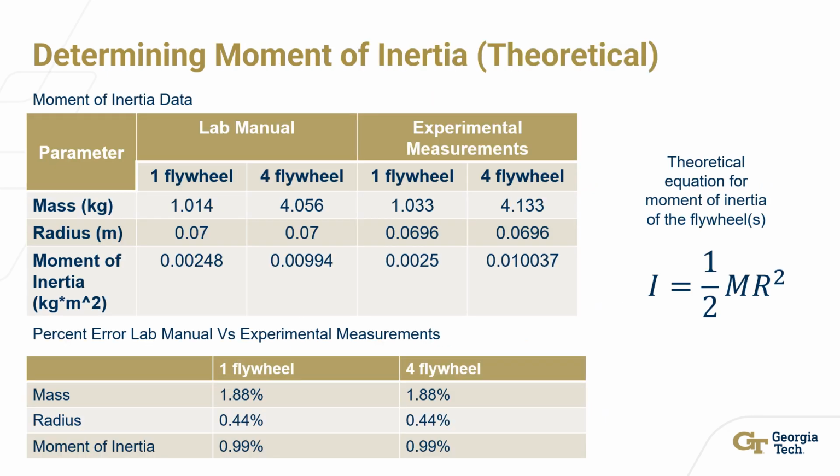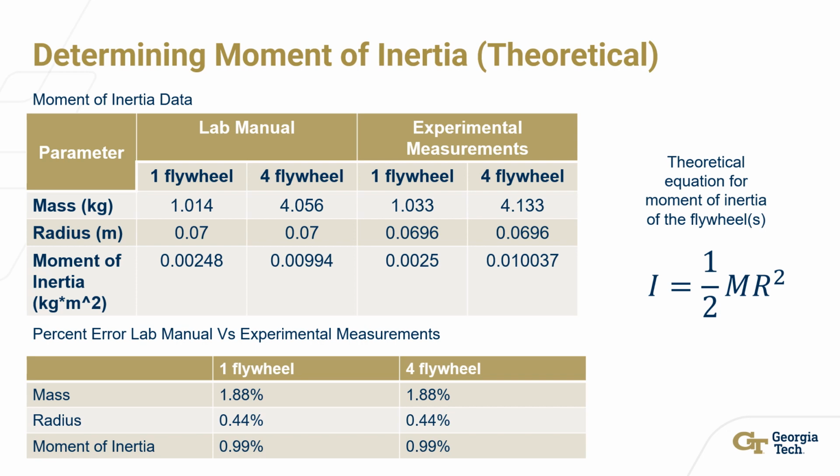To solve for the change in kinetic energy, the moment of inertia of the system must be determined. The theoretical moment of inertia models the flywheel as a perfect cylinder and utilizes the equation shown on the right. The mass and radius of the flywheels from the lab manuals gives us our theoretical value for the moment of inertia. The experimental moment of inertia is calculated on the values that were measured in lab.